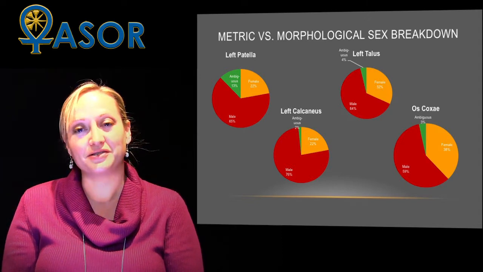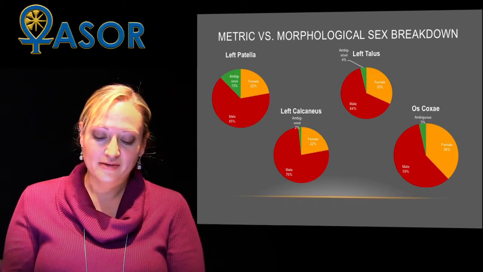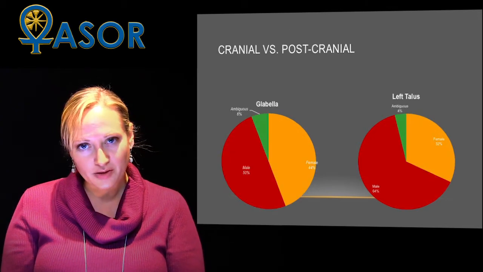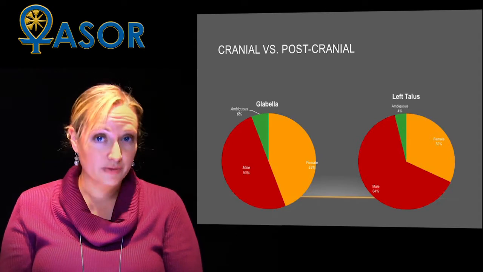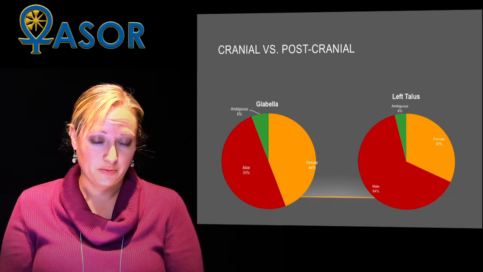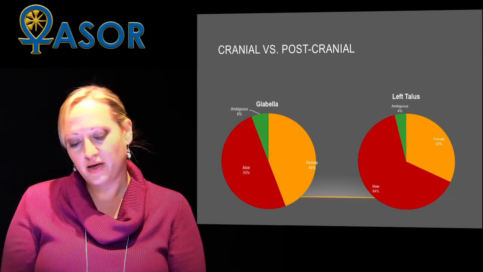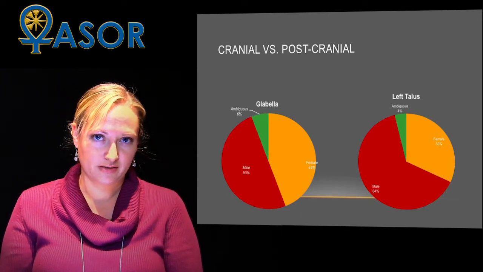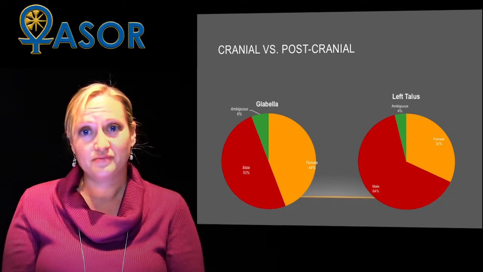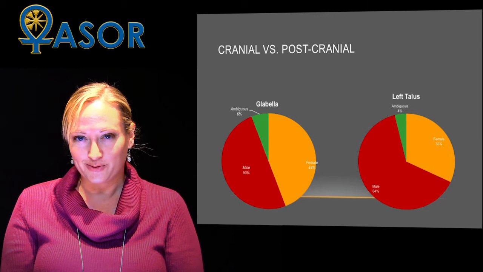Looking at the metric versus morphological sex breakdown, we see the same consistency between morphological identifiers of sex and metric identifiers of sex. It starts to become a little bit more interesting when we look at the cranial versus postcranial sex ratios. The cranial sex ratio is radically different from what we're seeing in the postcranial elements. Now, if you look at the diagrams, you can see that males are making up a little bit more than half of the cranial sex ratio, while in the postcranial sex ratios, they're making up somewhere again between 60 and 70%. We're not entirely sure why this is, but I have a few ideas that we'll talk about in a minute.